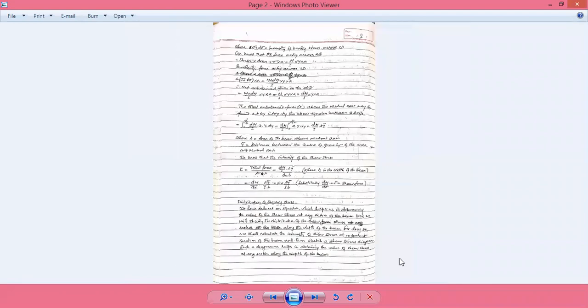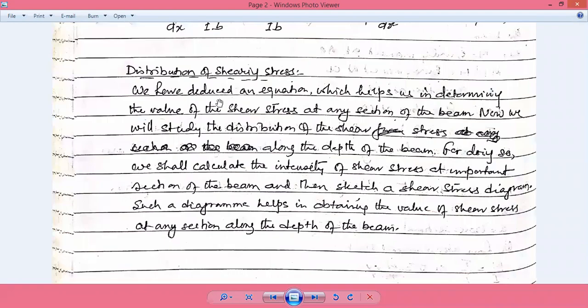So how do we go through this? We have reduced an equation. We have to know how the shear force is distributed. So far we have discussed the shear stresses and shear forces acting from the neutral axis to the upper portion of the beam.